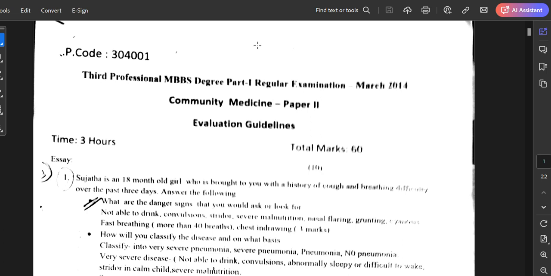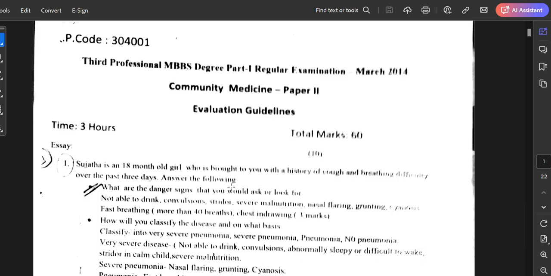Today we are discussing the Kerala University of Health Sciences, KUHS, Community Medicine Paper 2, March 2024 question paper. The first question is an essay, a 10-mark question. Sujata, an 18-month-old girl, is brought to you with a history of cough and breathing difficulty over the past 3 days. Answer the following. What are the danger signs that you would ask or look for?